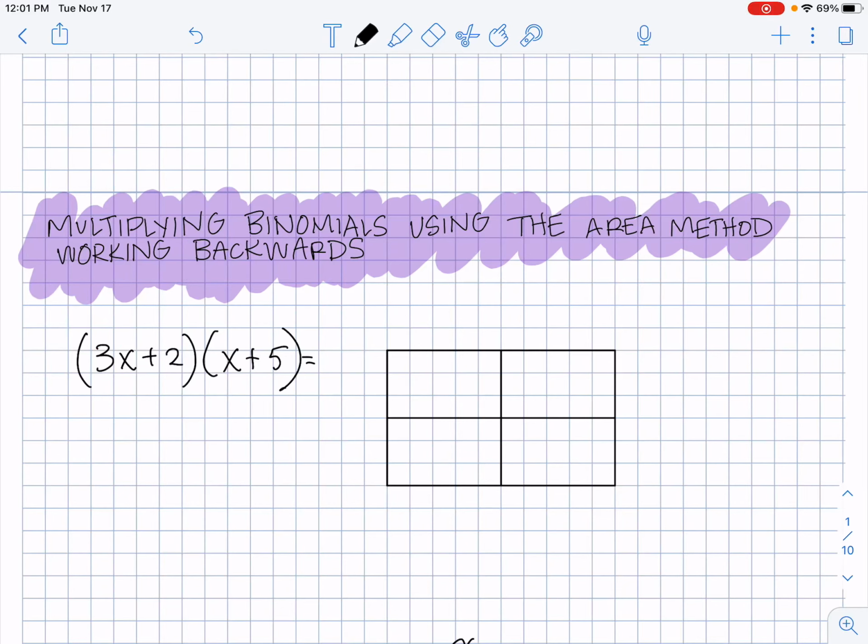Hi, Algebra. We have been working on multiplying binomials using the area method. Today we're going to work backwards and see if we can undo some of this thinking. First, though, let's just check in.